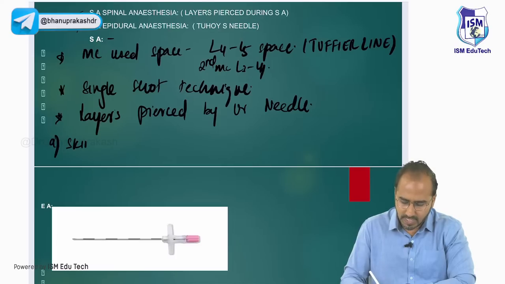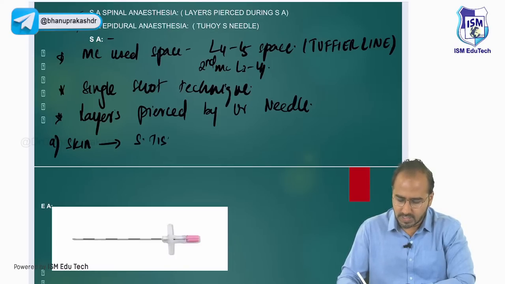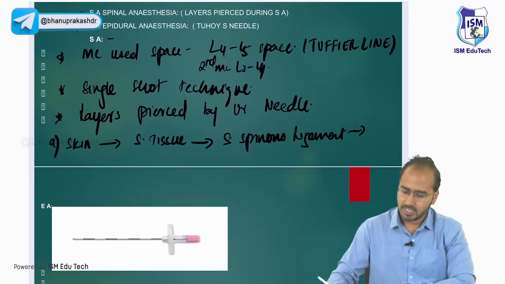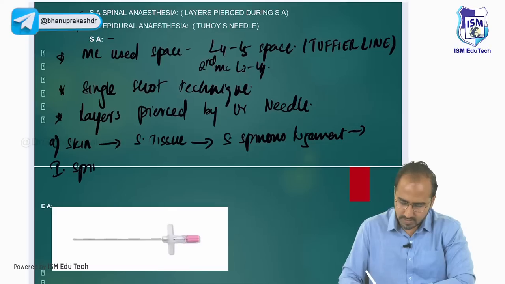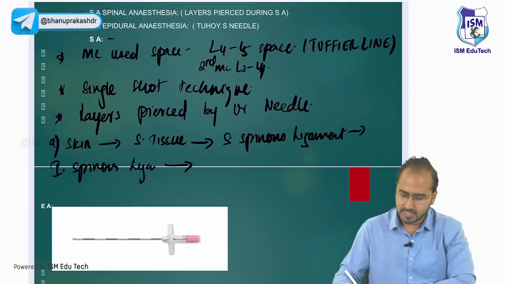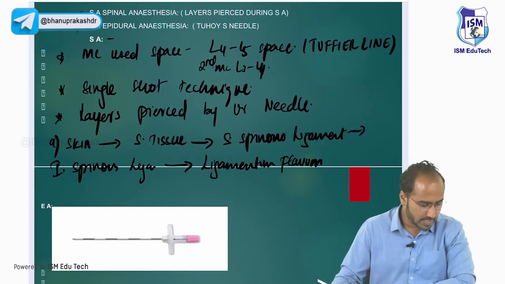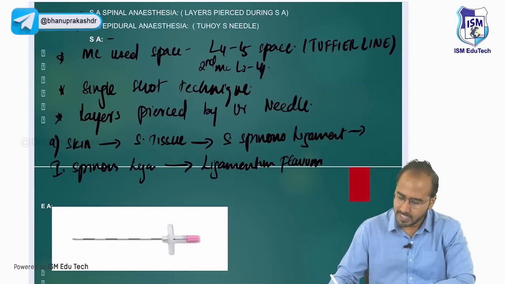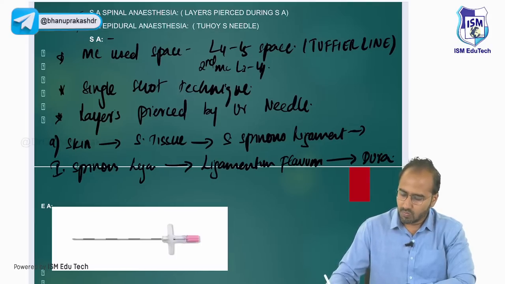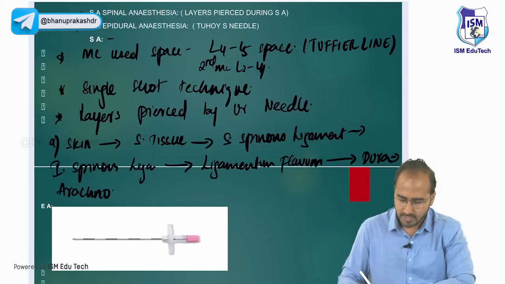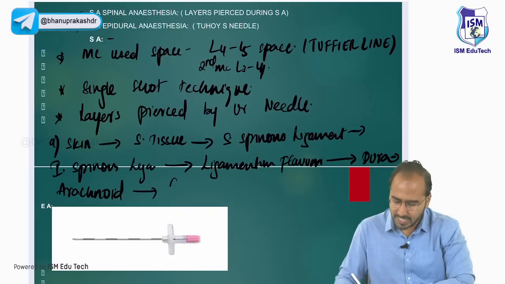It is the skin. After skin, subcutaneous tissue. After subcutaneous tissue, the supraspinous ligament. Next, the interspinous ligament. Next, ligamentum flavum. After ligamentum flavum is the dura. Once you puncture the dura, there will be the arachnoid. And once you puncture the arachnoid, you will be in the subarachnoid space.